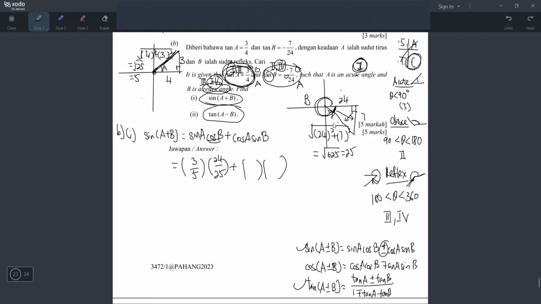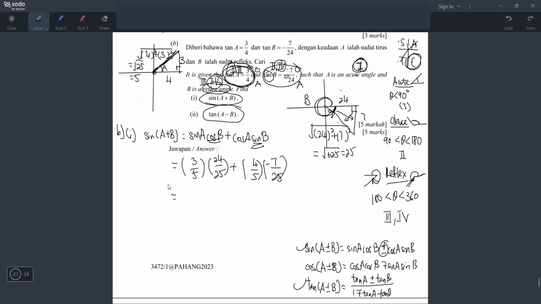Now for cos A. Cos A, I will go back to my first diagram, right? Because the first diagram is for A, right? Second diagram is for B. Okay, first diagram, cos A is adjacent over hypotenuse, 4 over 5. Check whether need to add negative. No need, because this is the first quadrant, all positive. Now for sine B, look at the second diagram, opposite over hypotenuse. The reference angle is here, opposite is 7, hypotenuse is 25. But this time I have to add negative. Why this time I have to add negative? Because in the fourth quadrant only cos is positive. But this one I'm finding sine. That's why I have to add negative.